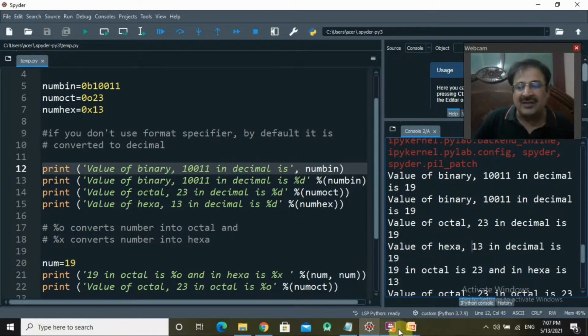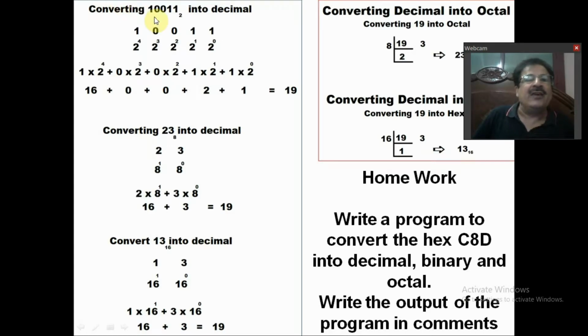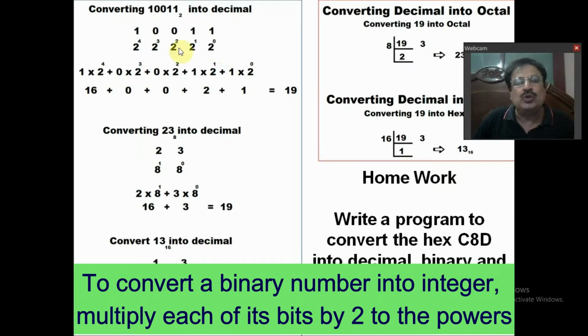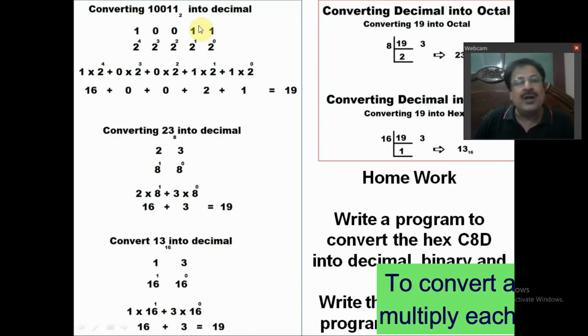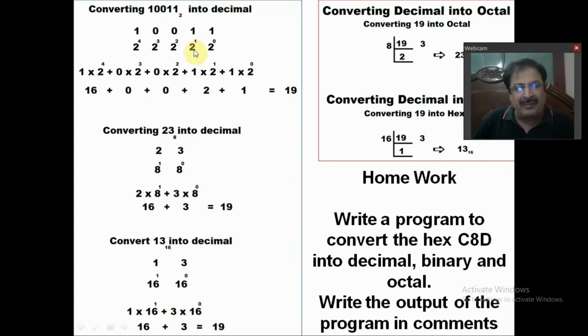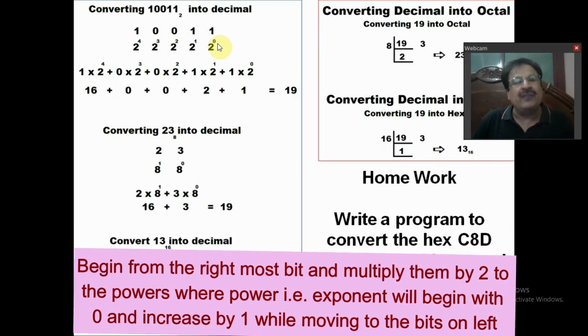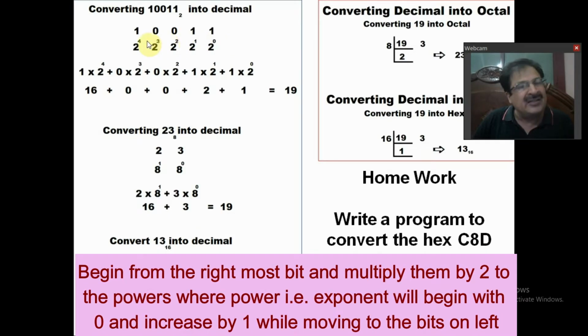How? Let's understand this. See, 10011, which is in binary, when it is to be converted into integer, that is into decimal, you have to multiply each digit by the 2's power. That is, this 1 has to be multiplied by 2 to the power 0. This 1 will be multiplied by 2 to the power 1. This will be multiplied by 2 to the power 2. That is, below every binary digit you have to write 2's and increase the exponent beginning from 0, 1, 2 and increase it by 1, right?